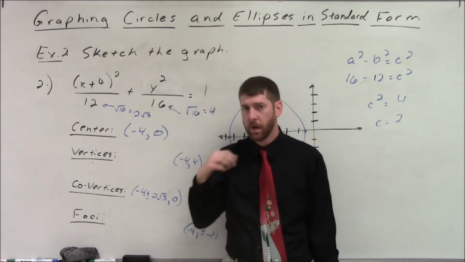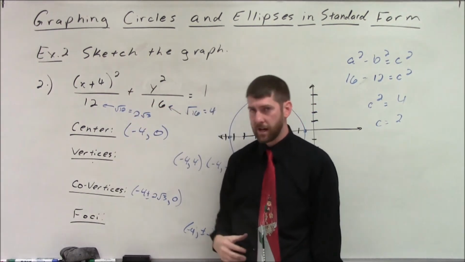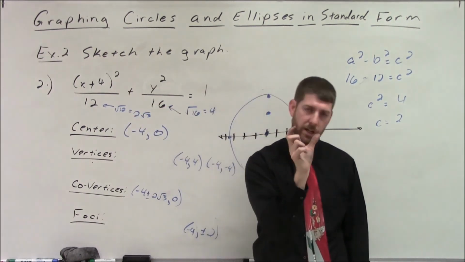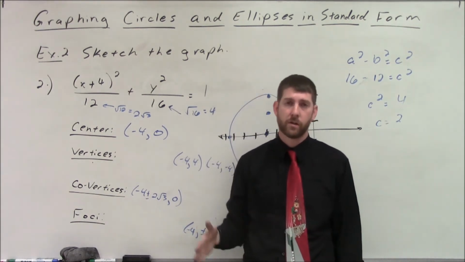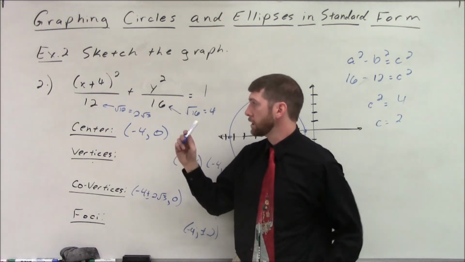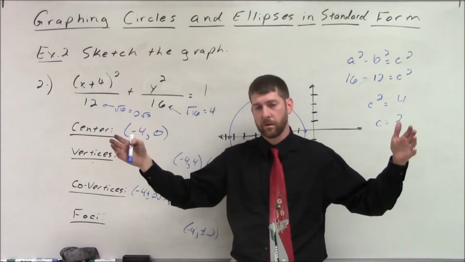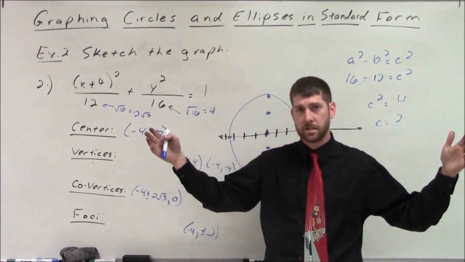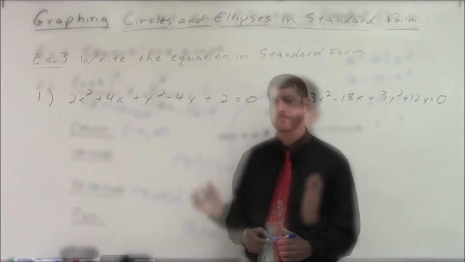So make sure you understand that the ellipse gets the a squared minus b squared equals c squared to relate those denominators, those distances from vertices and co-vertices, back to the foci. And that's pretty much it. The bigger denominator gives us our major axis, and the smaller denominator helps us get our minor axis.